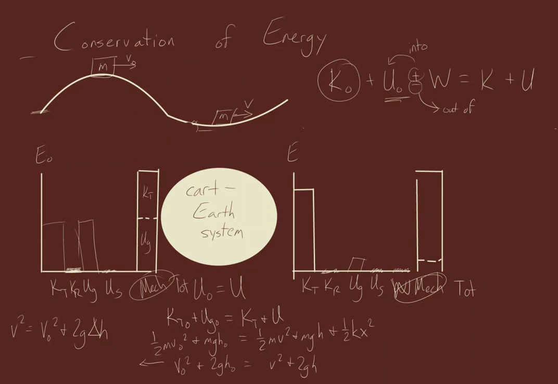If we look back at the system here, if we had friction acting against the cart the whole time, it doesn't matter where the cart is, the friction would always be acting parallel to the surface, so it would always be doing work. It would slow down that cart the whole way, so it would be doing negative work.